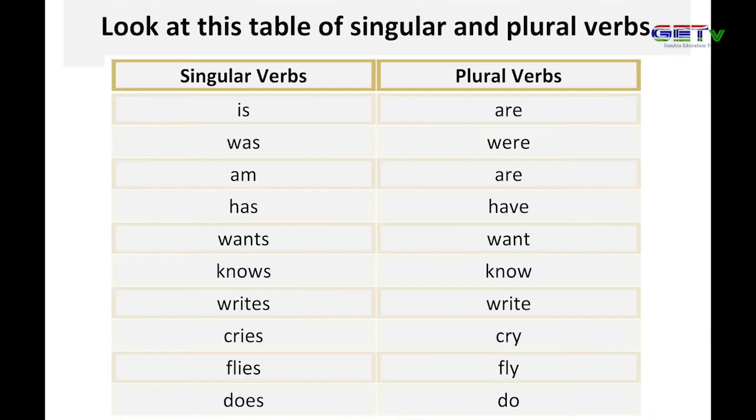Now you can have a look at this table. You have singular and plural. You can see is is the singular verb and the plural is are. Was is singular, the plural is were. Am is singular, the plural is are. Has is singular, the plural is have. Once is singular, the plural is one. Knows is singular, the plural is know. Right is singular, the plural is right. Cries is singular, the plural is cry.